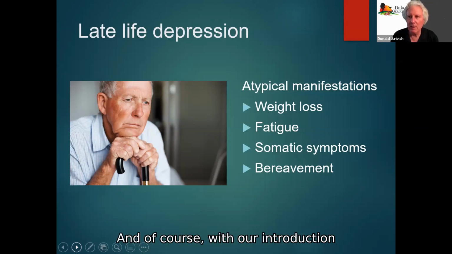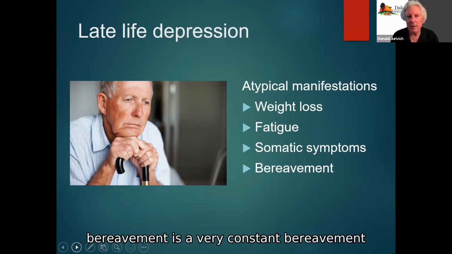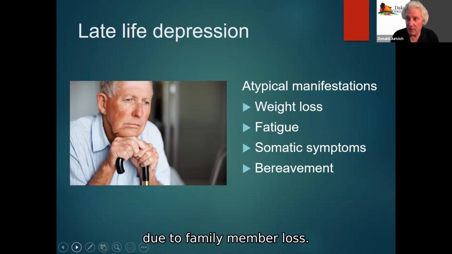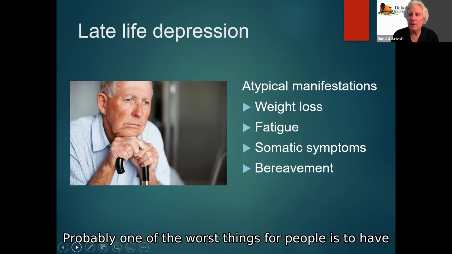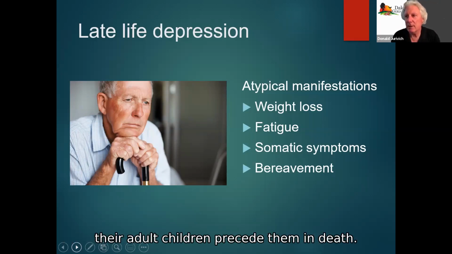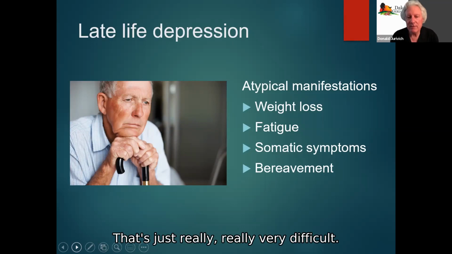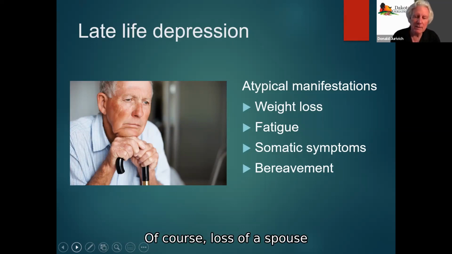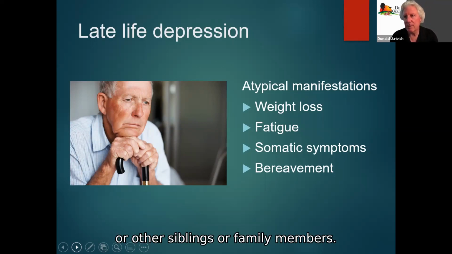But again, overuse injuries are different than these broad, diffuse somatic symptomatologies. And of course, with our introduction of our case report here earlier, bereavement is very constant, bereavement due to family member loss. Probably one of the worst things for people is to have their adult children precede them in death. And that's just really very difficult. And of course, loss of a spouse or other siblings or family members.